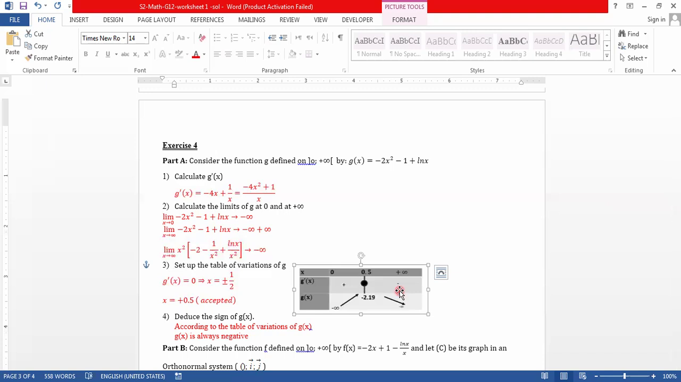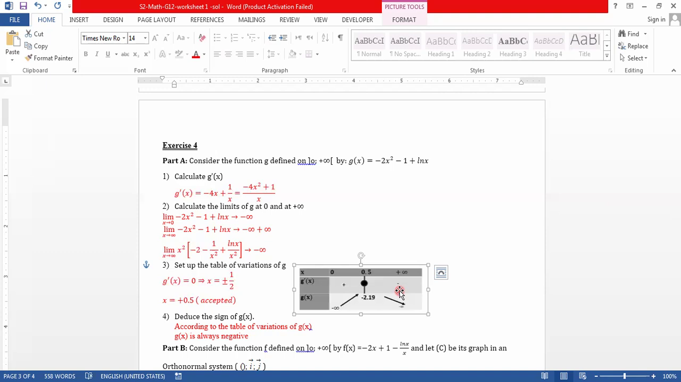Now deduce the sign of g of x. In order to deduce the sign of g of x, I have to look at the maximum of g of x. What's the maximum of g of x? It's minus 2.19. If the maximum is negative, then g of x is always negative. Do we agree with this? So if the maximum of a function is negative, of course it's negative for every x, okay?